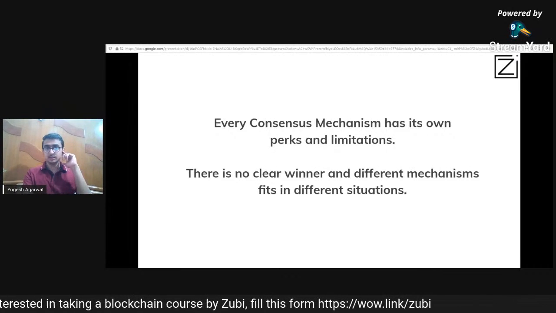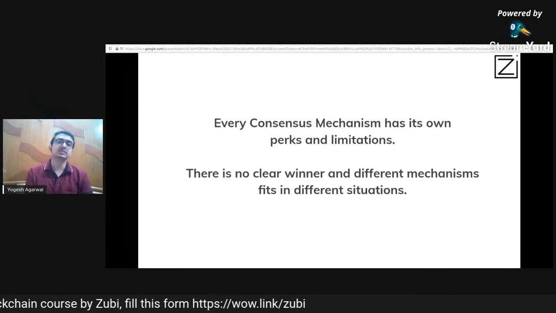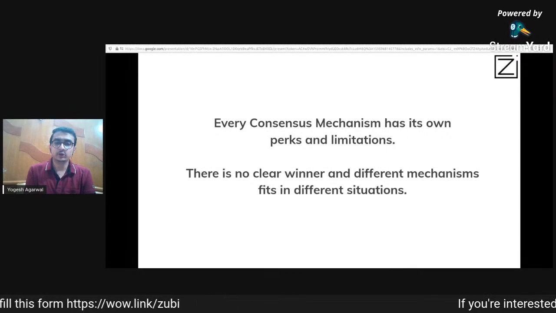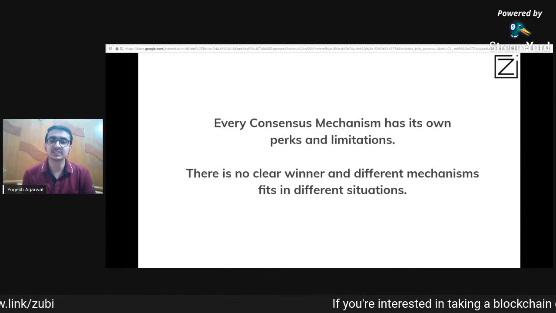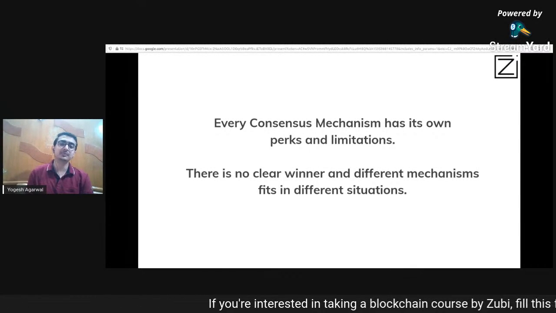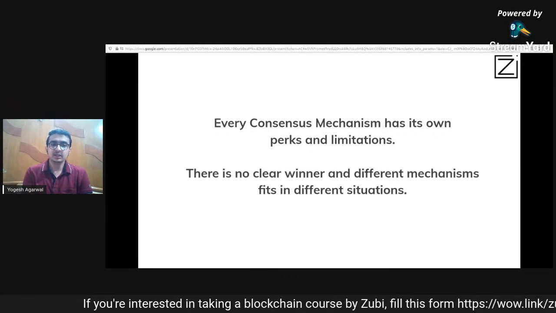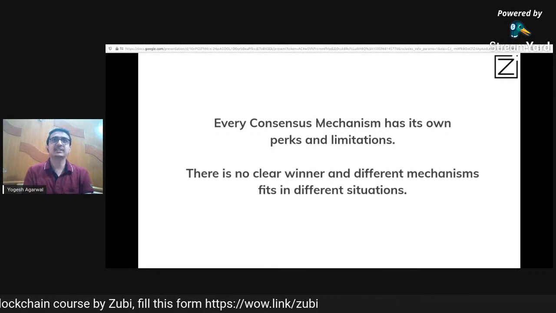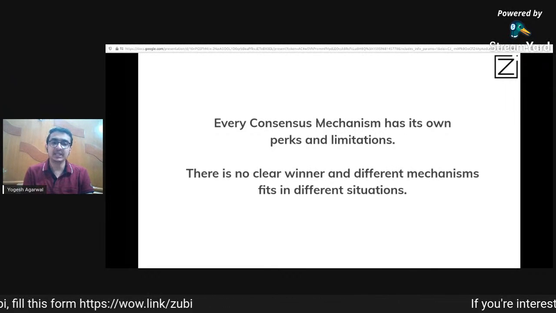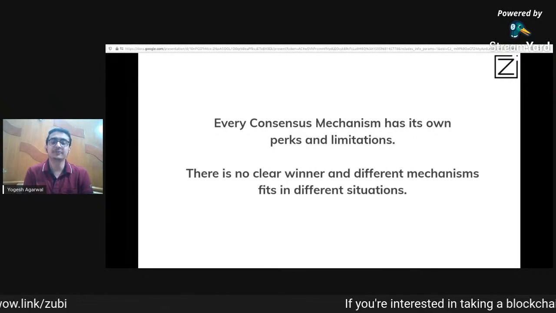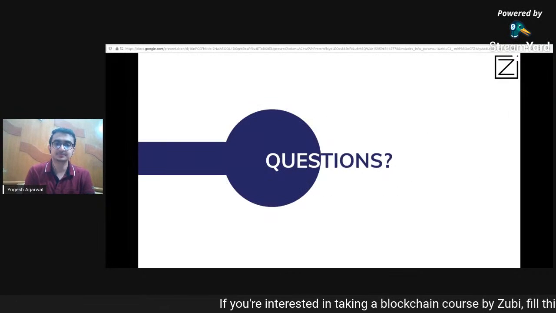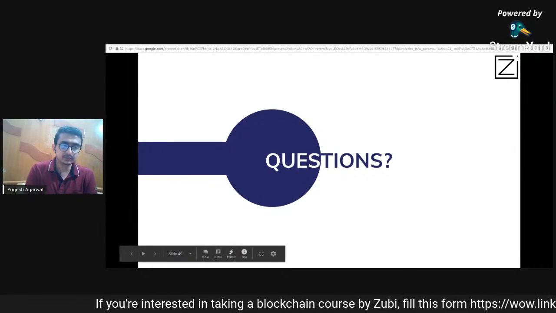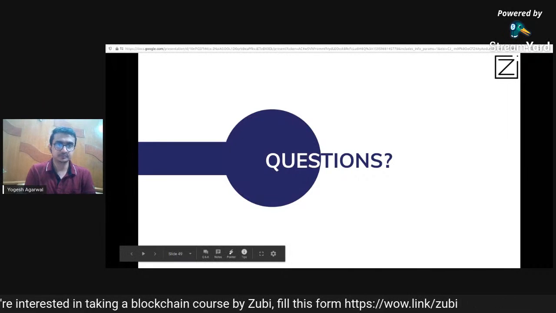In concluding, I'll say this one thing: although we have discussed quite a few consensus mechanisms, it's not like one is better than the other. Every mechanism has its own perks and limitations, and there are different situations in which these are applicable and were created, so that each fits perfectly for its particular situation. Okay, so I'll take more questions now.